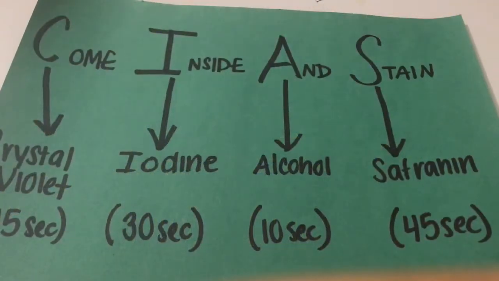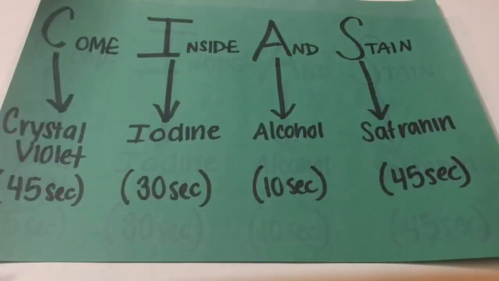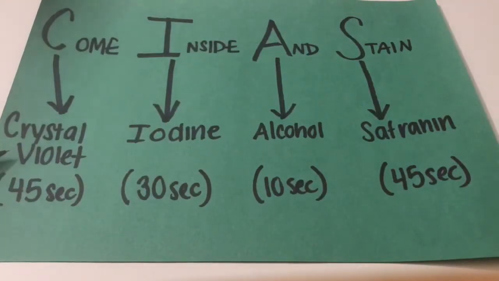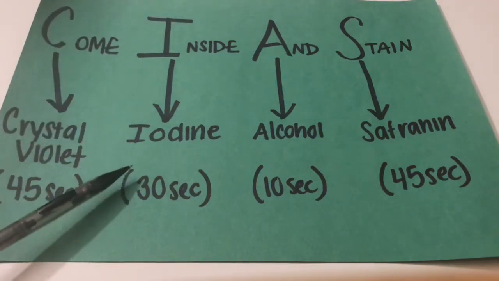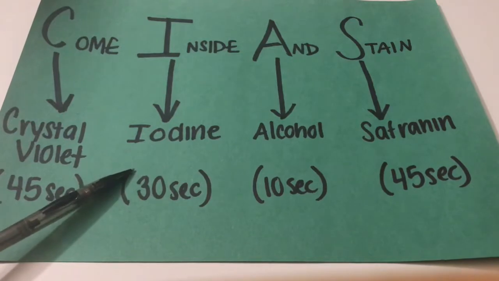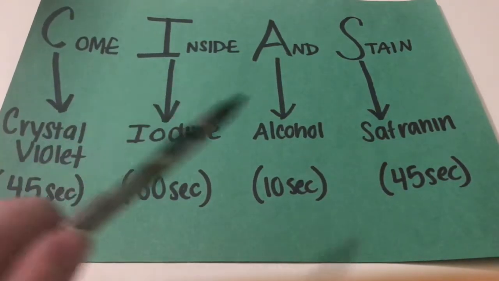When it comes to gram staining, my friends and I like to use this mnemonic device. Come inside and stain. In order to properly stain your slide, first add crystal violet for 45 seconds. It's a purple dye that will fix to cells with thick layers of peptidoglycan, like gram-positive cells. Next, add iodine for 30 seconds. This fixes the dye to the gram-positive cells.